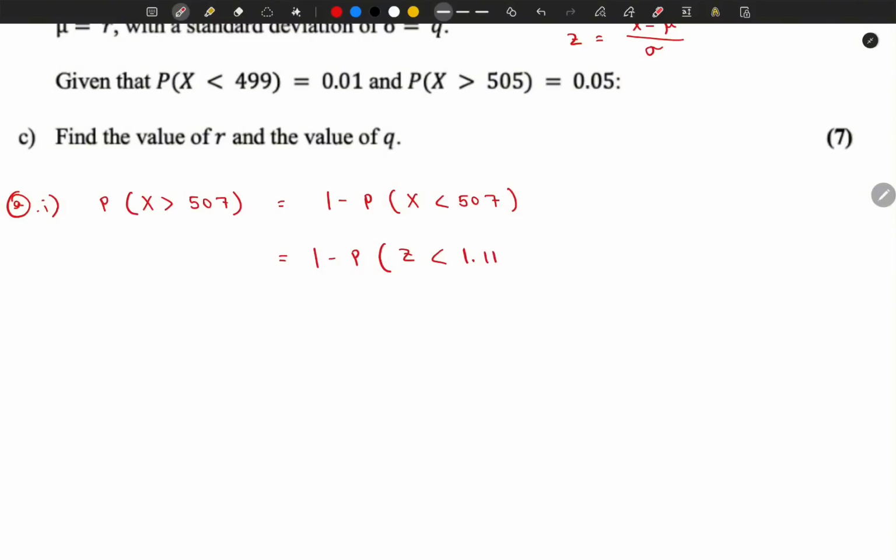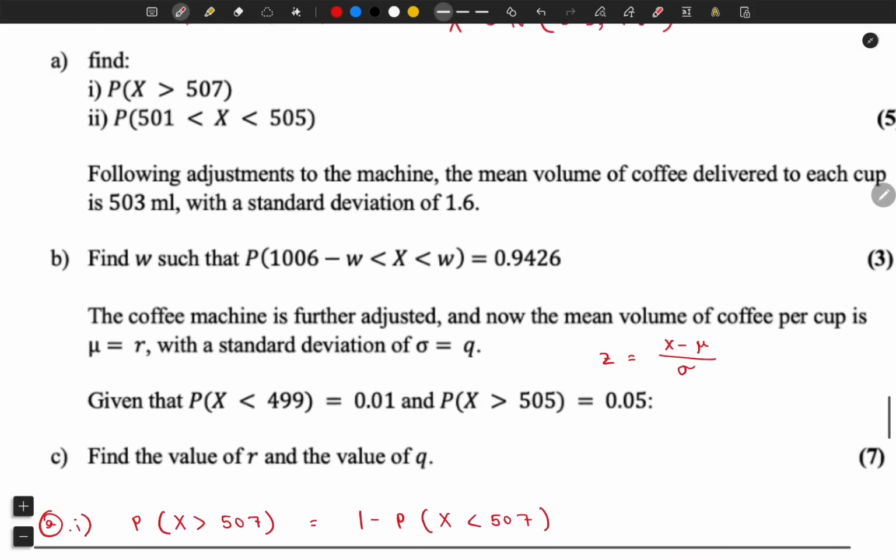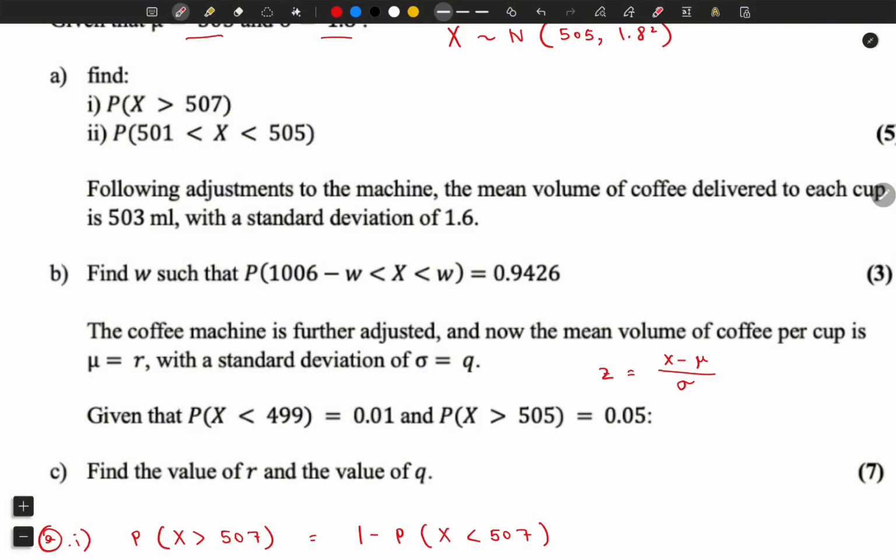So that's 1.11. So when the value of z is 1.11, the value of phi z, or the probability, is 0.8665. So this is equal to around 0.8665. So it's 0.1335. So that is the answer for this one. Now moving on to the next part, we need to find the probability for x to be greater than 501 but less than 505.